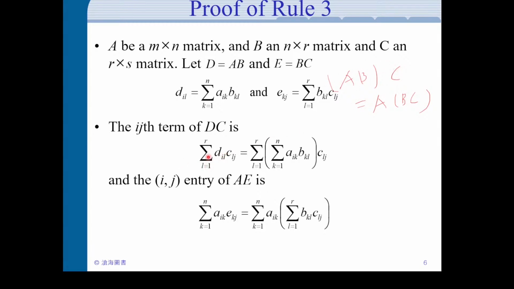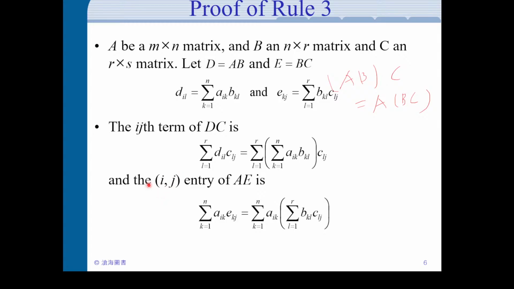And so we sum over L from 1 to R of this D_il and C_lj. And this will be a double summation. Now we write down this D_il as this summation. So it's the sum over k of A_ik, B_kl, and C_lj.